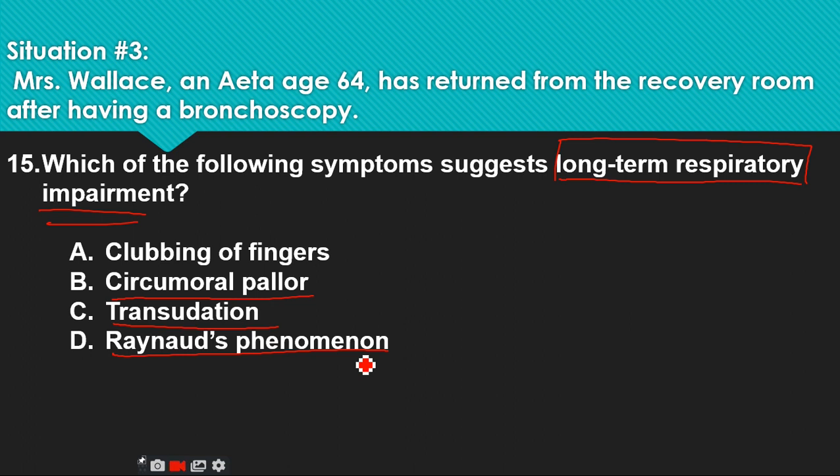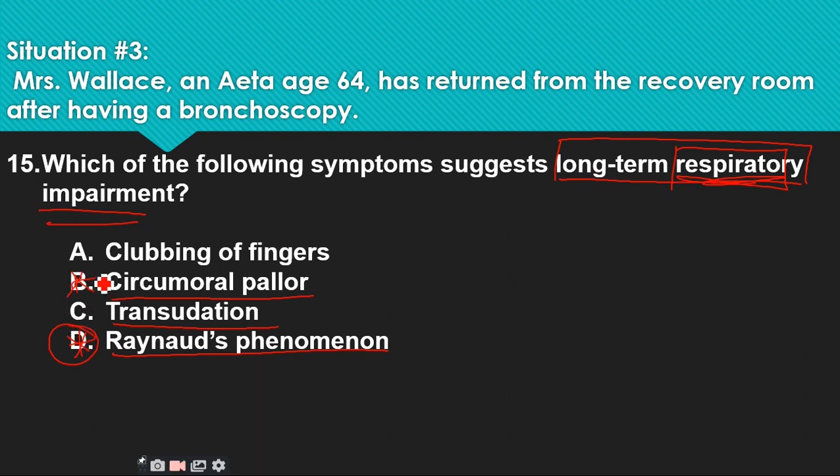Take note, all of these are actually signs of possible complications of a long-term condition, especially for chronic conditions of the lungs, and there is a problem with transportation of your oxygen. Take note of Raynaud's phenomenon. This is specific for clients who have been exposed to extremes of temperatures wherein there is going to be lack of circulation to the vital organs or the extremities. Take note of the word respiratory ang tinitignan natin. So that's going to be wrong.